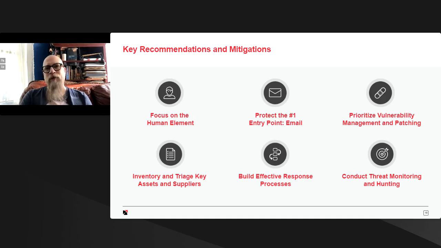The way I generally recommend performing inventory is to start with your most valued systems. Don't scan your entire user net. Scan your DMZ. Scan the network that has your mail servers and your database servers. Those are probably your most valued assets with the most valuable data. Start there, prioritize them first, and then work down through your lower value assets. Which brings us to the bottom left: inventory and triage key assets and suppliers. You can't prioritize vulnerability management and patching if you don't have that.